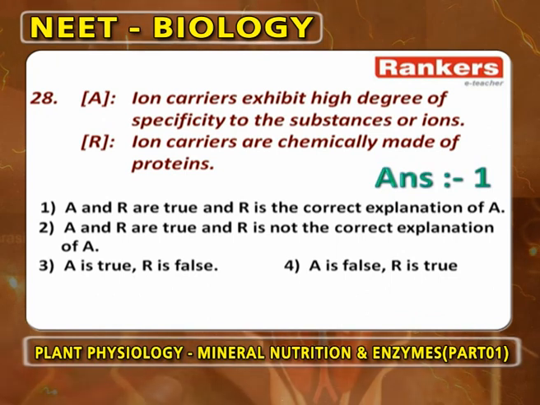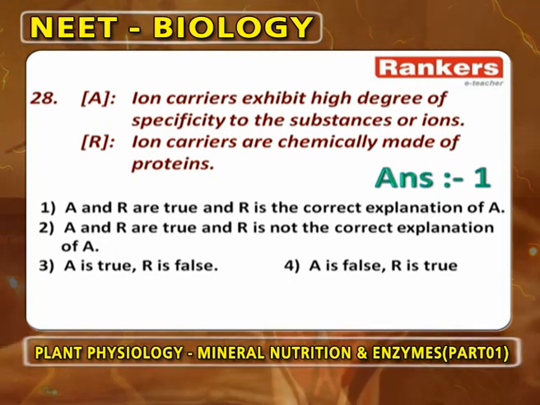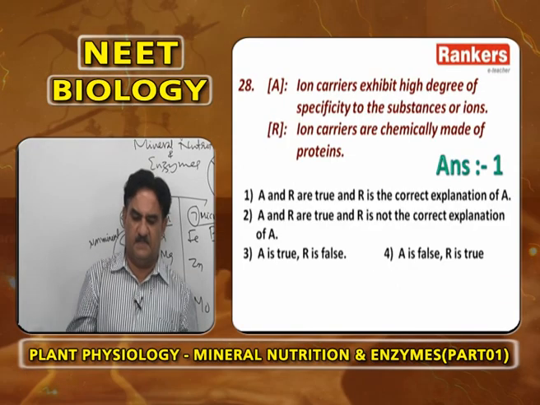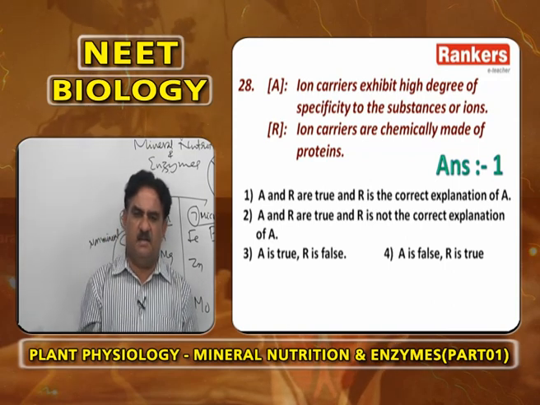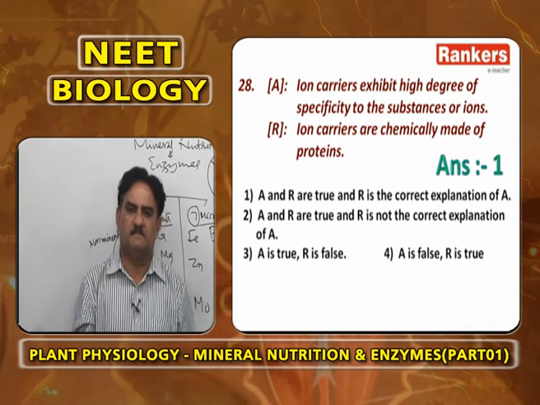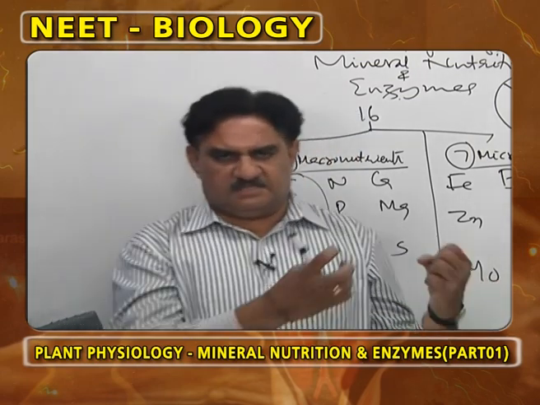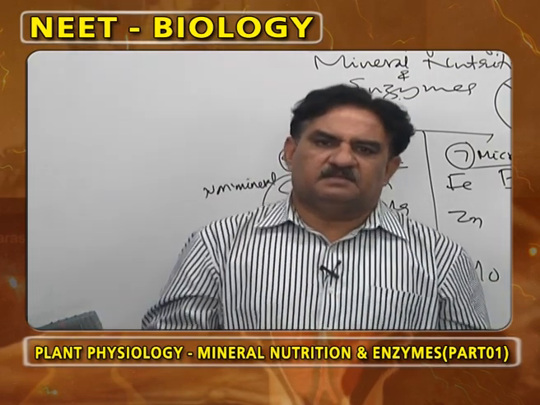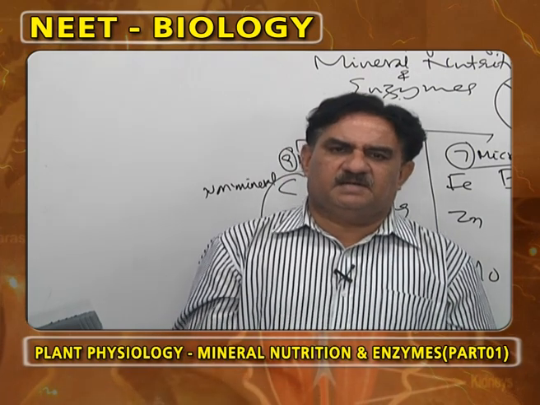It is an assertion reasoning. Ion carriers exhibit high degree of specificity to the substance or ions. Definitely they show a high degree of specificity. What does specificity mean? Specificity means ion carriers do not select the ions. They take the ions which are selected by the cell. Ion carriers by themselves don't go to the ions, take them and throw them into the cell. They take only the ions which are selected by the cell itself.